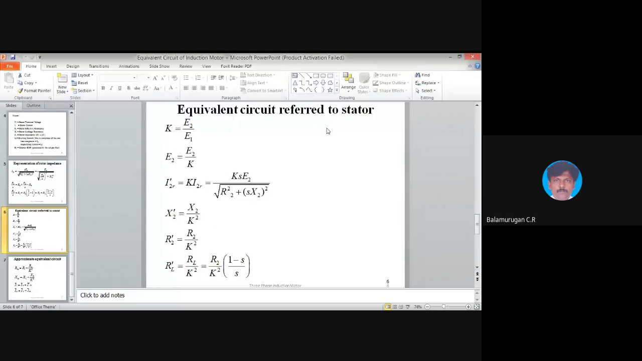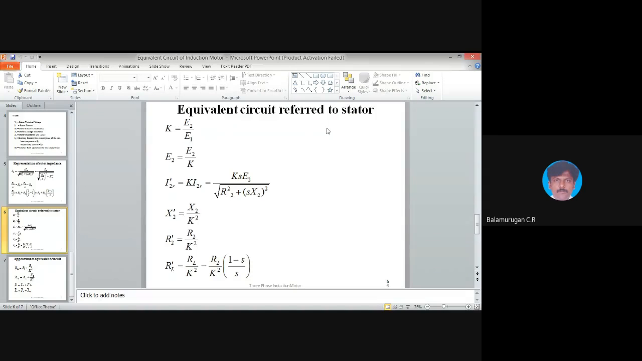And you know this parameter, what is K? K we call the transformation ratio. So E2 by E1 equals N2 by N1 equals V2 by V1 equals I1 by I2. You know all these things. And if you want to refer the parameters from primary to secondary or secondary to primary, we have a conversion ratio with respect to the transformer. X2 dash means we are referring to the primary, and X1 dash means we are referring to the secondary.